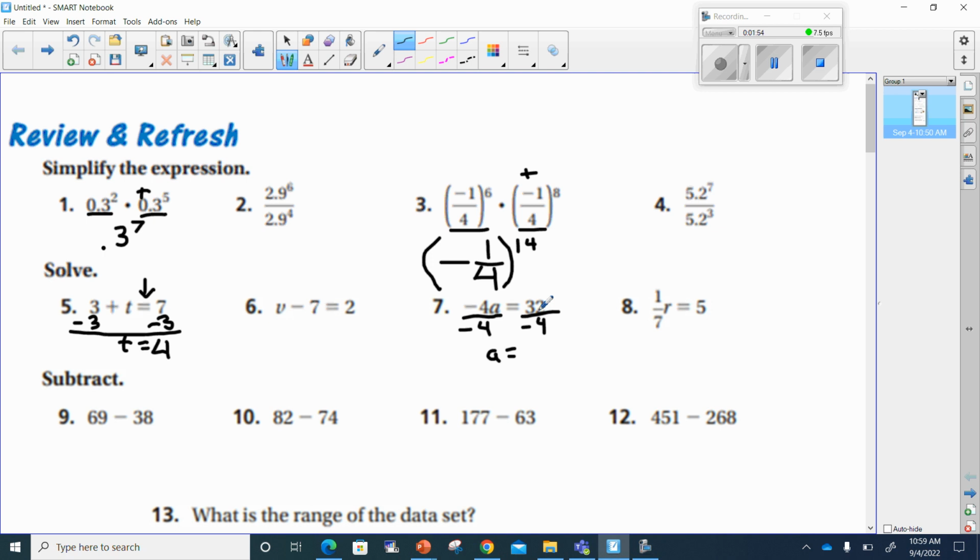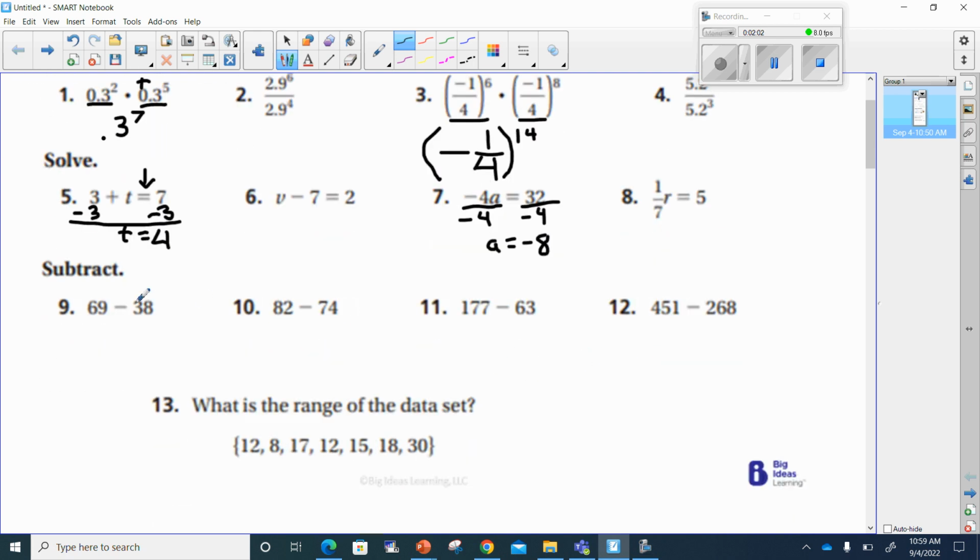32 divided by negative 4 is a positive divided by a negative. That will give me a negative answer. 32 divided by 4 will give me 8. So our answer is negative 8. All right, let's go to number 9.